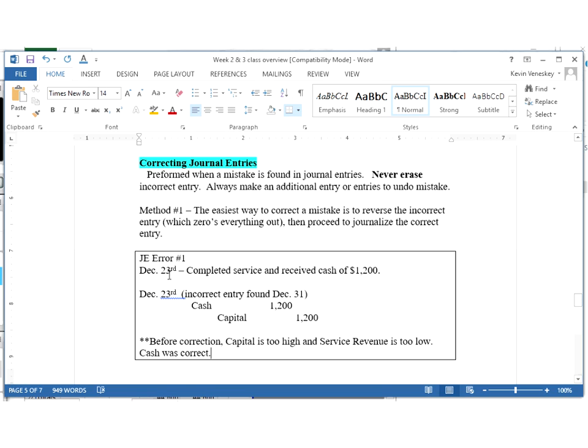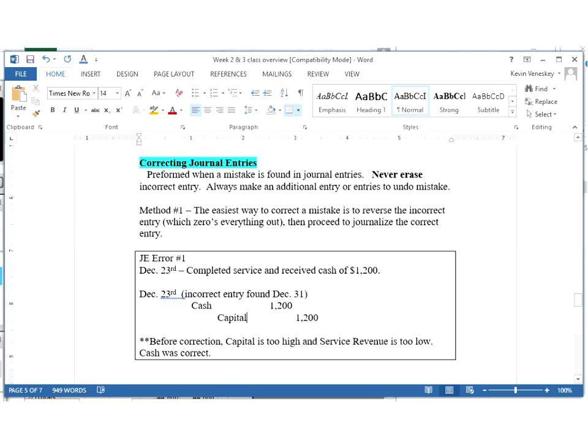Like for example here, on December 23rd, this was our transaction. We completed a service and received cash of $1,200. Well, whoever was doing the journal entry got some of it right, but missed the credit. As you can see here, what did the business get? We completed a service and got cash, so the debit was right, $1,200. However, the credit was to the capital account like the owner invested money, and that wasn't the case. We actually did our service. So the credit here should have been service revenue.